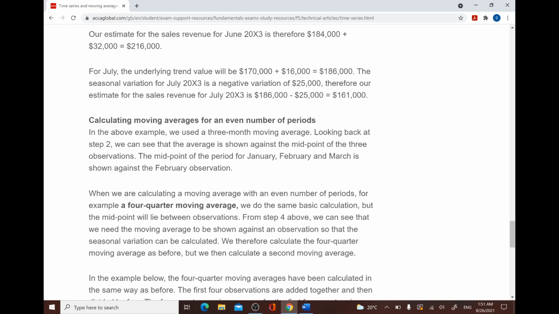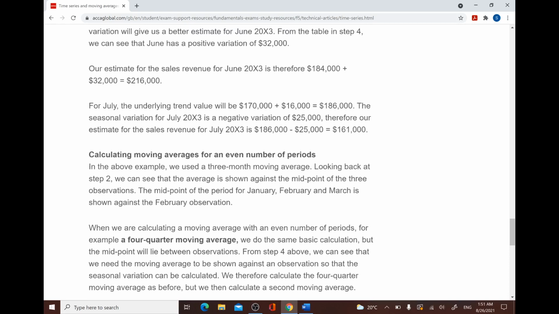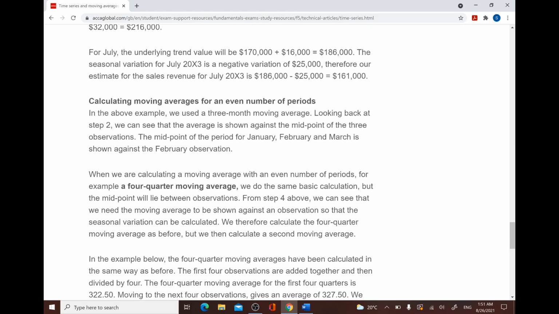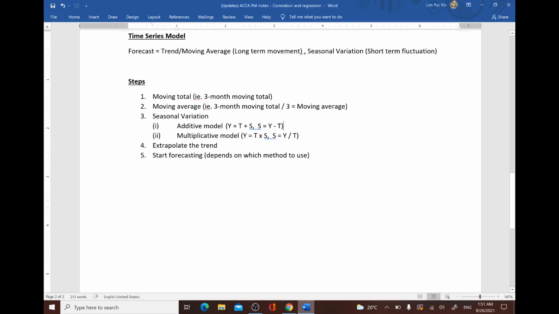Now some students may be asking, hey Steffi, do you think this will give rise to 100% reliability for the business? Of course, it is not. It's mainly a reference that we are seeing. So this is how we actually perform the forecasting, and that's your final answer, because you have extrapolated the trend. When you start forecasting, it depends on which method you use. What we have just mentioned was to use the trend plus seasonal variation.